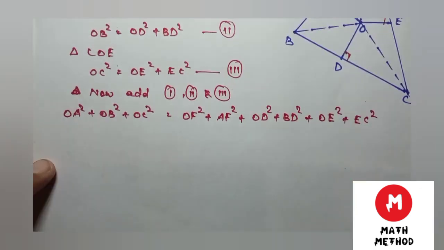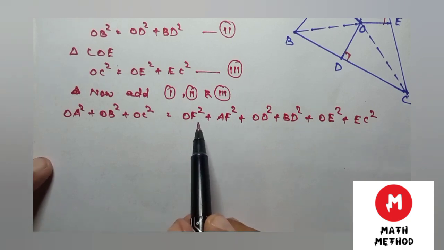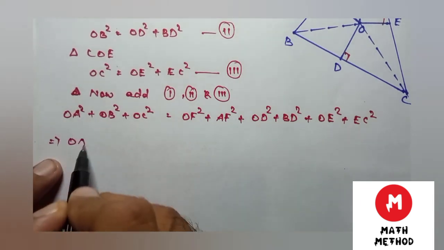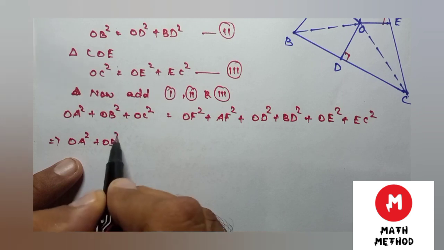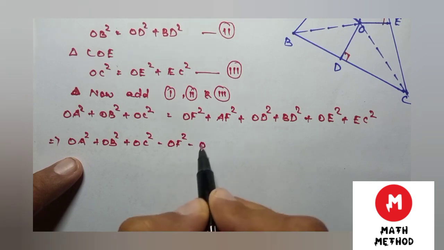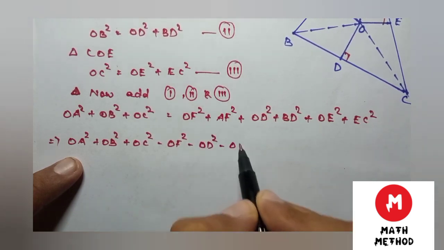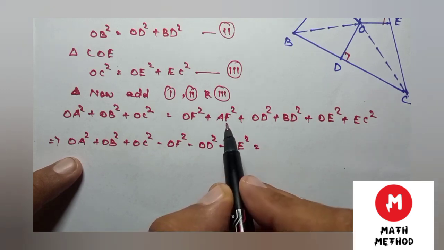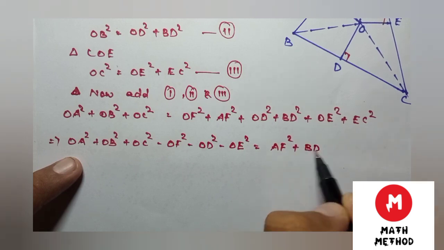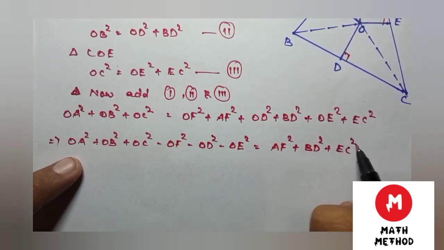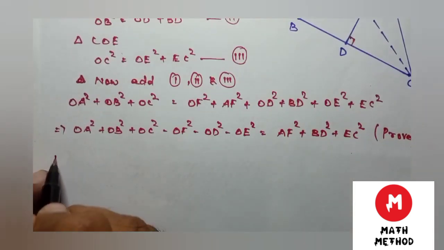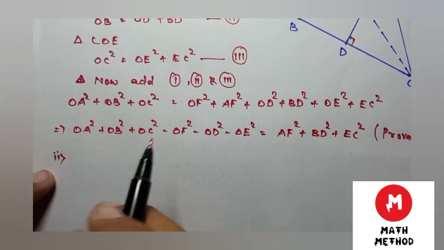Clear? Now transpose the terms which are starting with O, OF, OD and OE. This implies OA square plus OB square plus OC square minus OF square minus OD square minus OE square is equal to the latter terms, AF square plus BD square plus EC square. This is our proved. Part 1 is proved. So part number 2, this is our second part of question number 8.